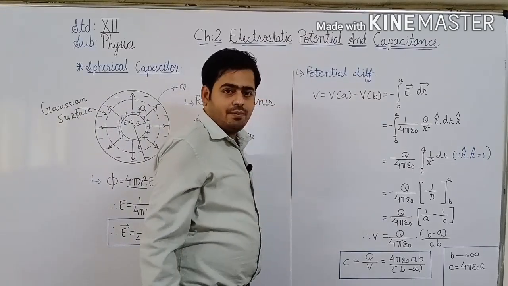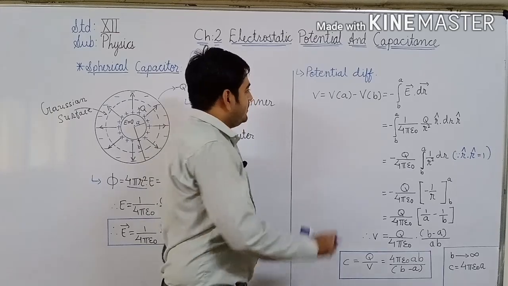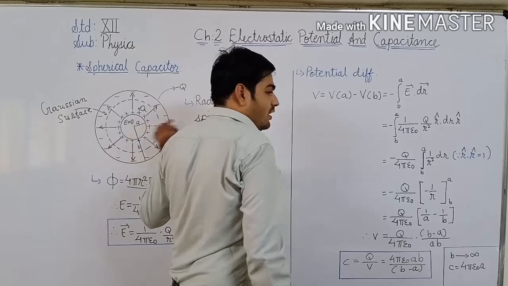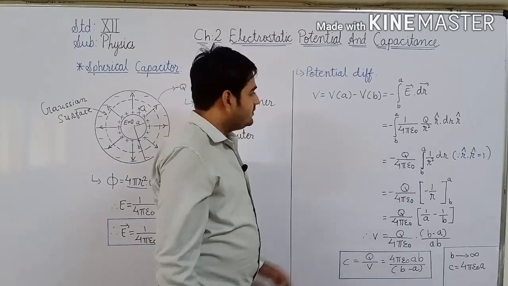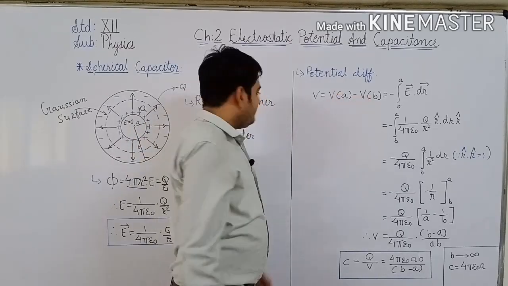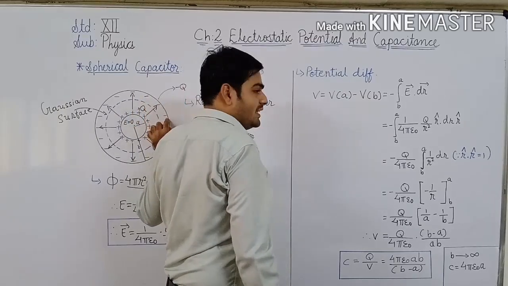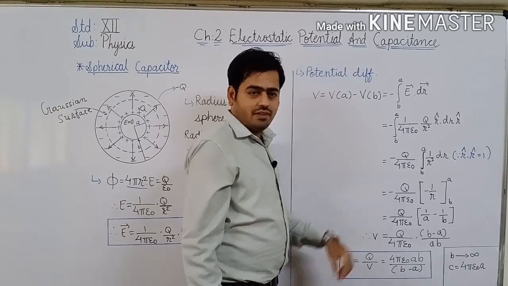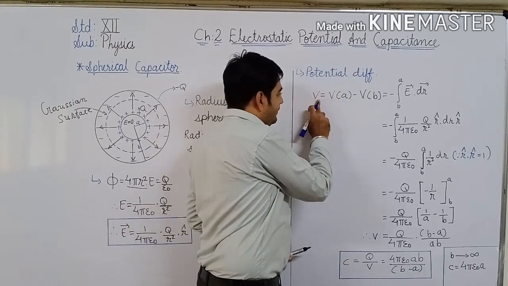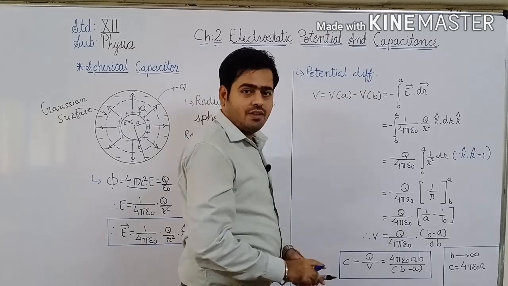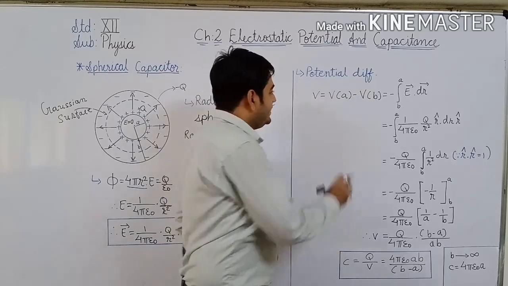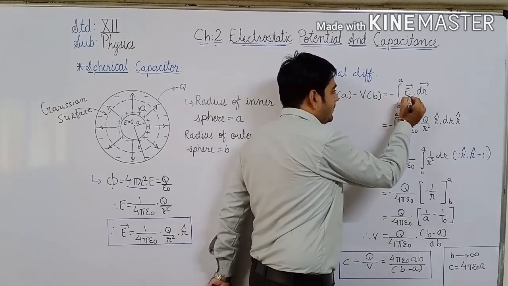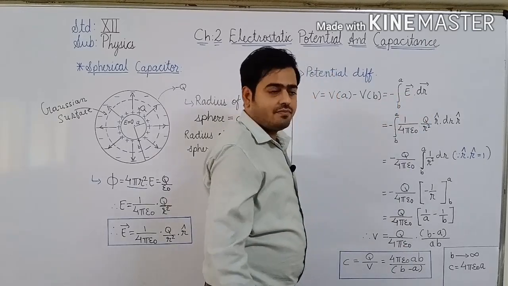Let me find the potential difference between these two conductors. Here on the sphere of radius A there is positive charge, so this potential will be more than this, because on this sphere the potential is negative. Therefore we can take potential difference VA minus VB. So potential difference I am taking V is equal to VA minus VB, but we know the formula of potential difference. Potential difference is nothing but minus integration of E vector dot dr vector.